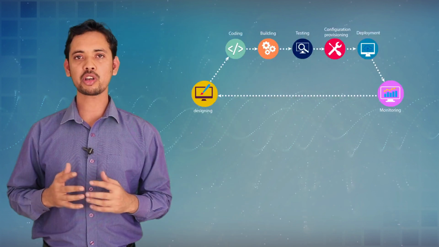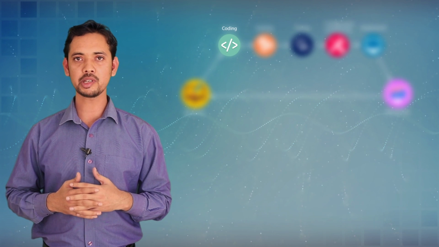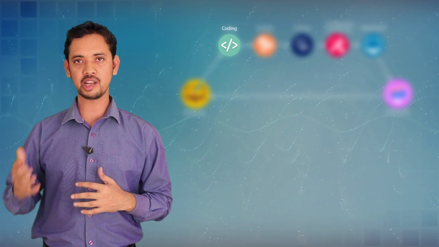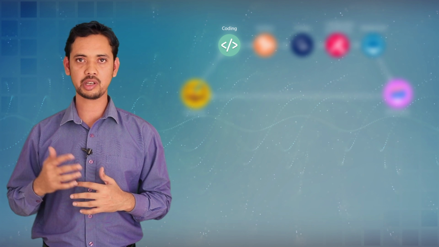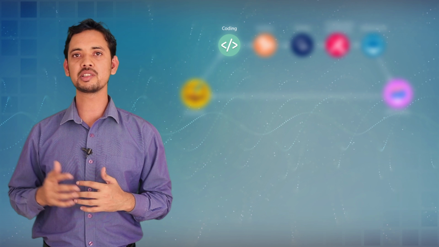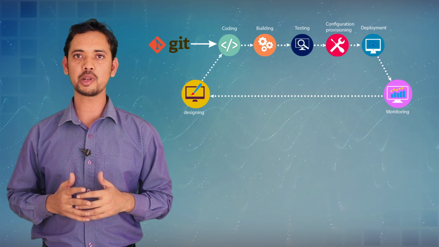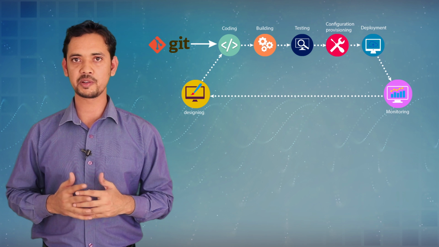Hello folks, in this series of DevOps tools, today we are going to talk about the first step of the DevOps pipeline, which is source code management, which of course comes after the design phase, which cannot be automated. So we'll be talking about source code management in general and Git as a tool which enables your source code management and automates the process.